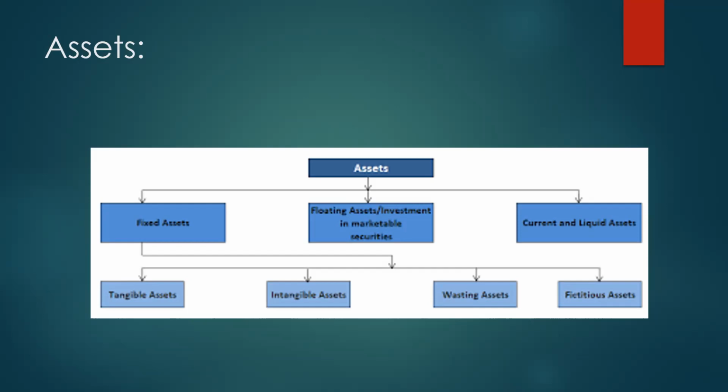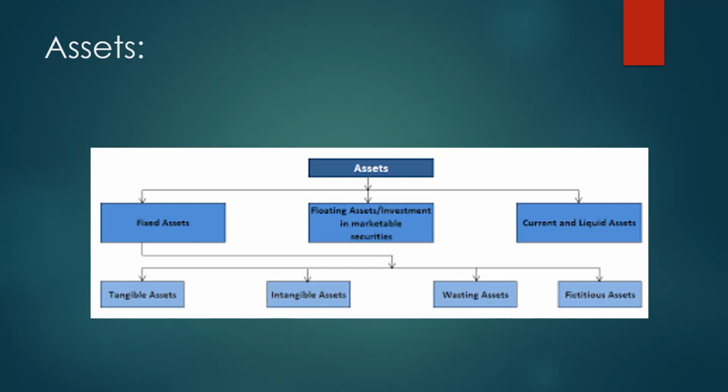And the second type is floating asset or investment in marketable securities. Floating assets are those that are continuously changing in quantity or value, such as amount of accounts receivable, cash, inventory, etc. And it is valued at cost or market price, whichever is less. And the third one is current asset. Current asset is the asset that can be converted into cash within 1 year, such as short term investment and account receivable. It is divided into two types.